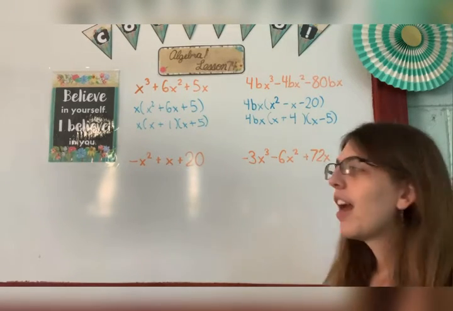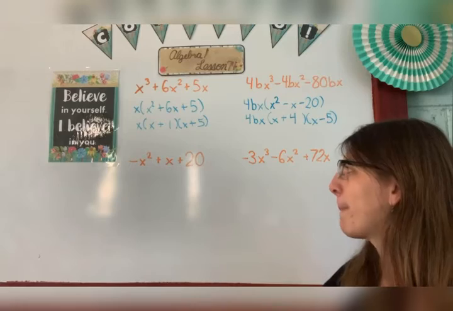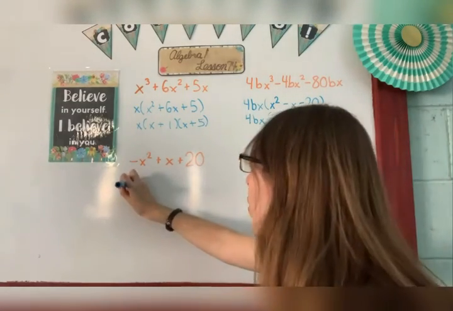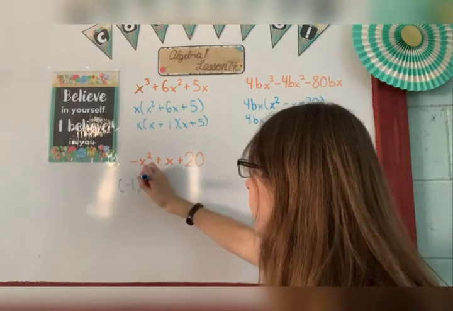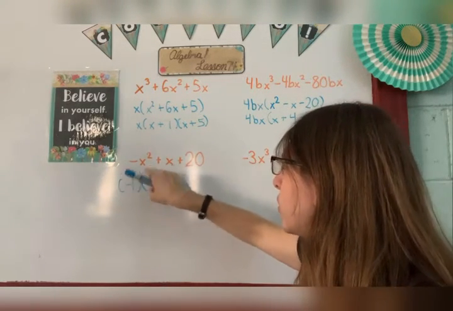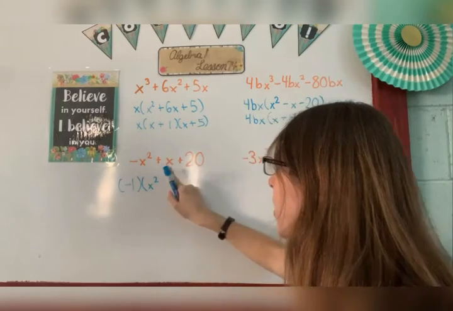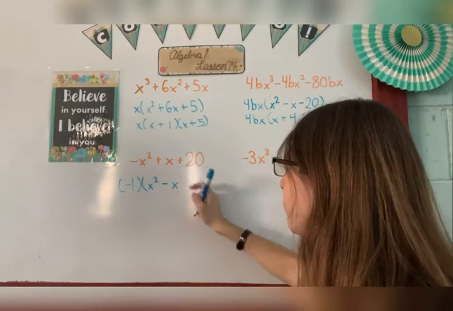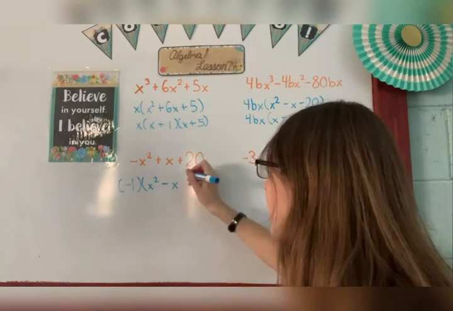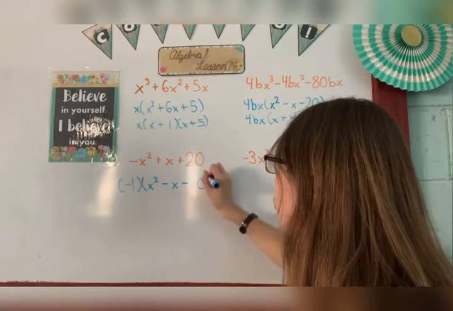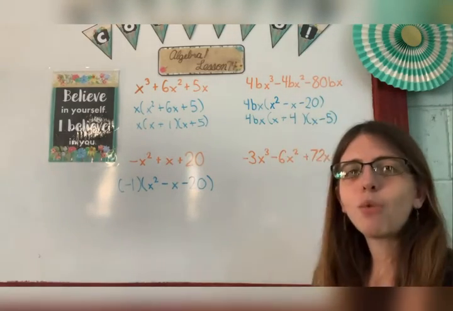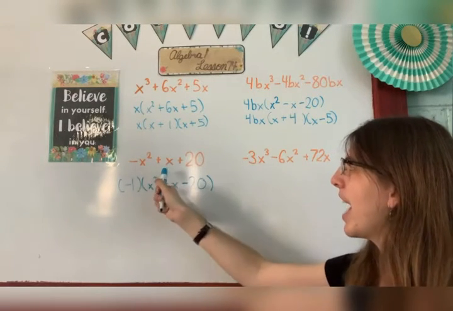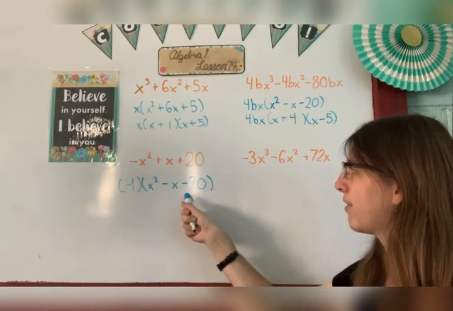How do I do that? I do that by dividing each term by -1, because a negative divided by a negative will give me a positive. So I have -1 in front. -1 divided by -x squared gives me just x squared. -1 divided by positive x gives me a negative x. 20 divided by -1 gives me a -20. So when you divide by a -1, you just flip all of the signs. Anything that was negative becomes positive, and anything that was positive becomes negative.